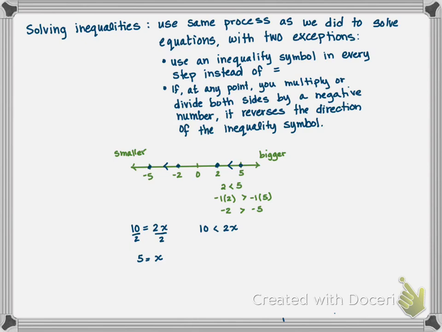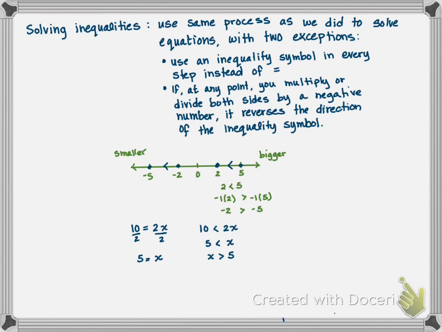So if you like your inequalities, or I'm sorry, if you like your variables on the left, you can flip the whole thing. So when we divide both sides by 2, we get 5 is less than x. Well, if 5 is less than x, that's the same as saying that x is greater than 5, right? So if you took that entire thing and flipped it over, you'd have x there, 5 there.